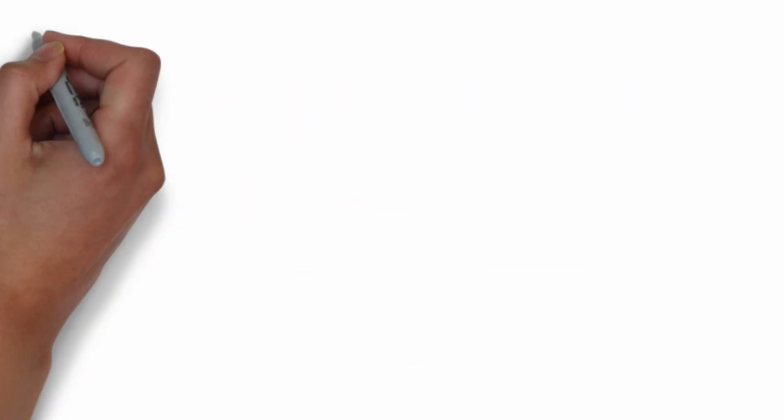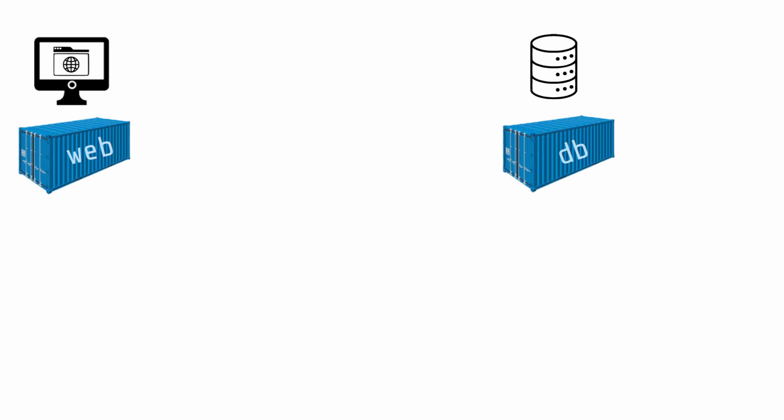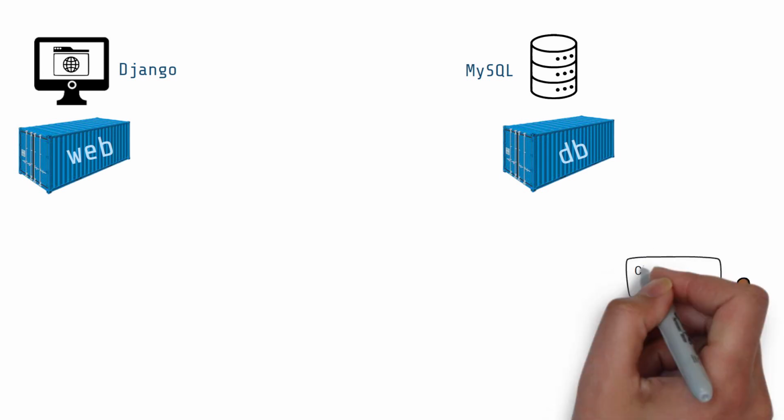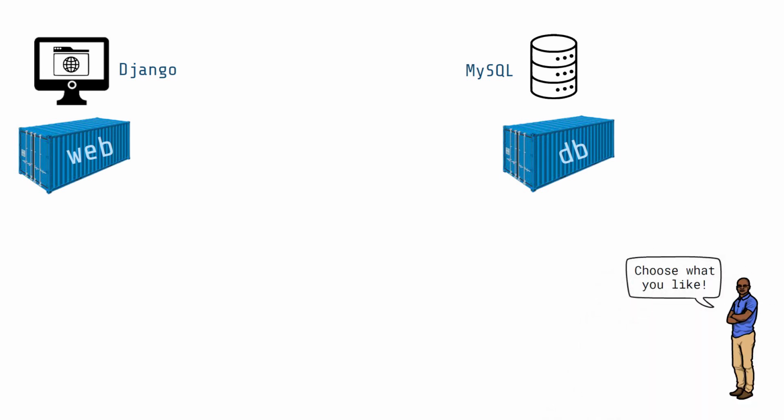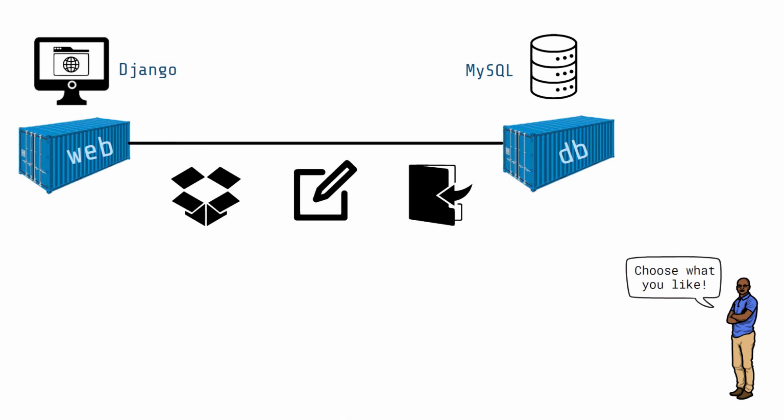Suppose we have a web application that requires a database. So we create two containers named web and DB respectively. The web application could be, for example, Django, and its database could be MySQL, or whatever framework or library and database you prefer. That's not our concern. The important thing is that web needs to connect to DB for storing, modifying, and retrieving data.